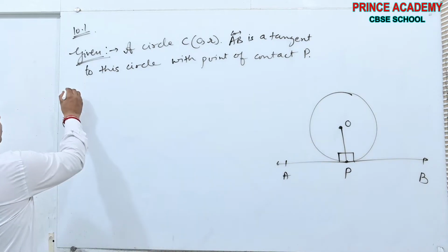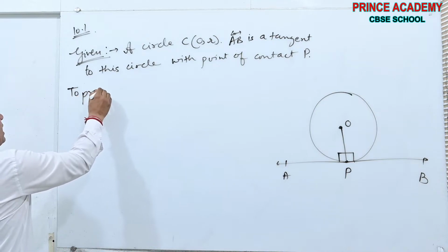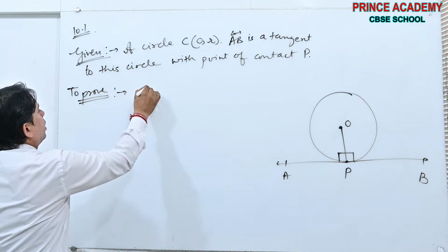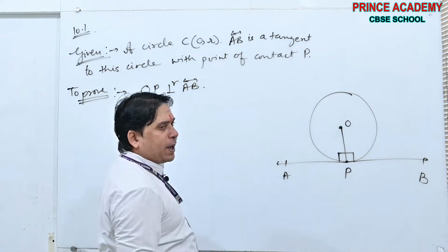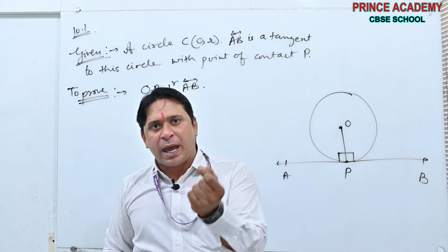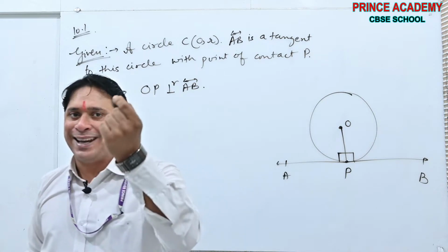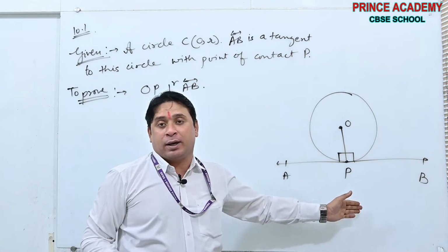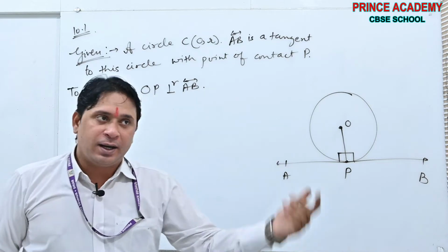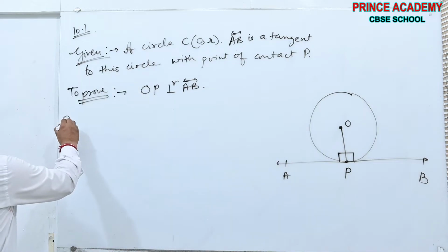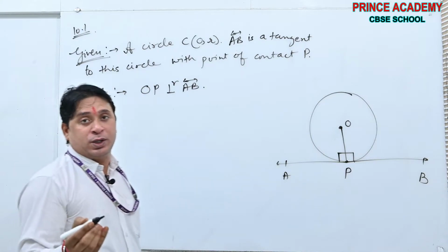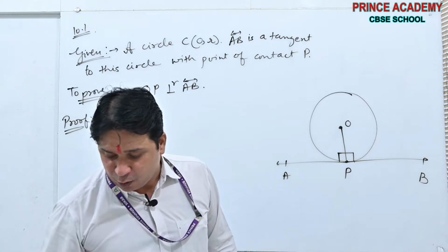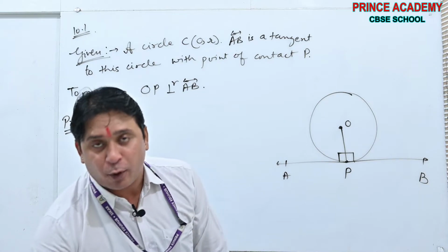Okay. Now to prove. What we have to prove? We have to prove OP is perpendicular to AB. Radius to the tangent is perpendicular. We have to prove it. Done? Now see beta, proof. Simple facts I will use here. See what I am going to write.